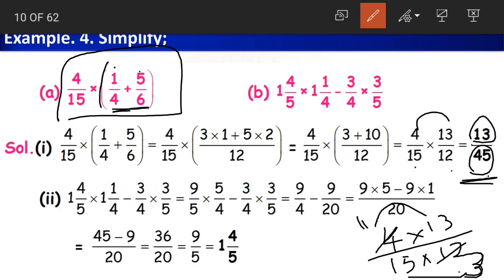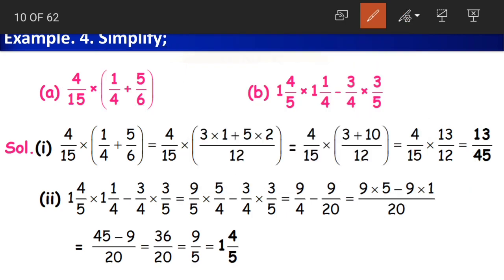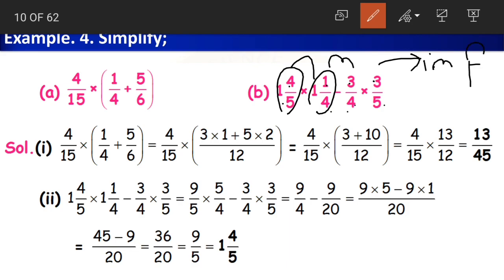As these two numbers are in the parentheses, first we solved this and then the sum was multiplied with 4 by 15. Now coming to the next question, 1 4 by 5 into 1 by 4 minus 3 by 4 into 3 by 5. If you look at the question, 1 4 by 5 and 1 by 4 are both mixed numbers. So the first step will be to convert them into improper fractions. Now how do we do that? We've already done it in the previous classes, right?